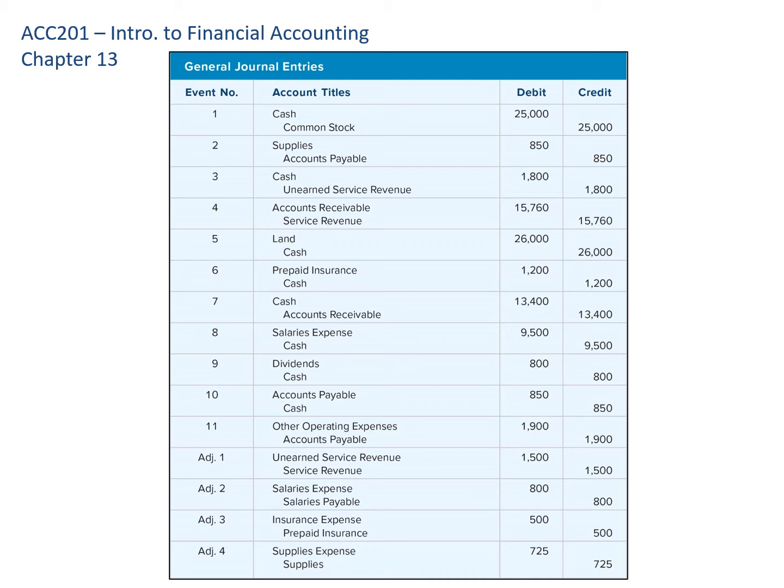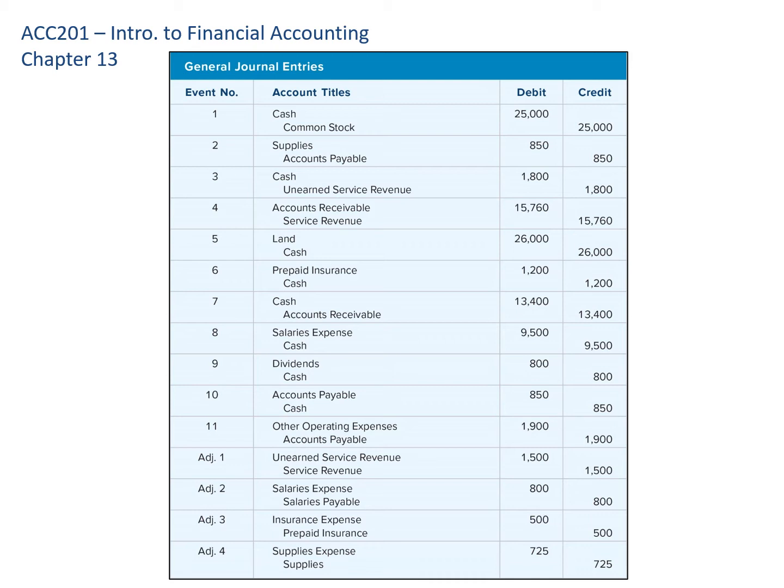Next, event number 8, I paid $9,500 cash for salaries expense. In that case, I increase my expenses with a debit. That's the E in dead clerk. So I record a debit to salary expense of $9,500, and I reduce my cash with a credit for $9,500.